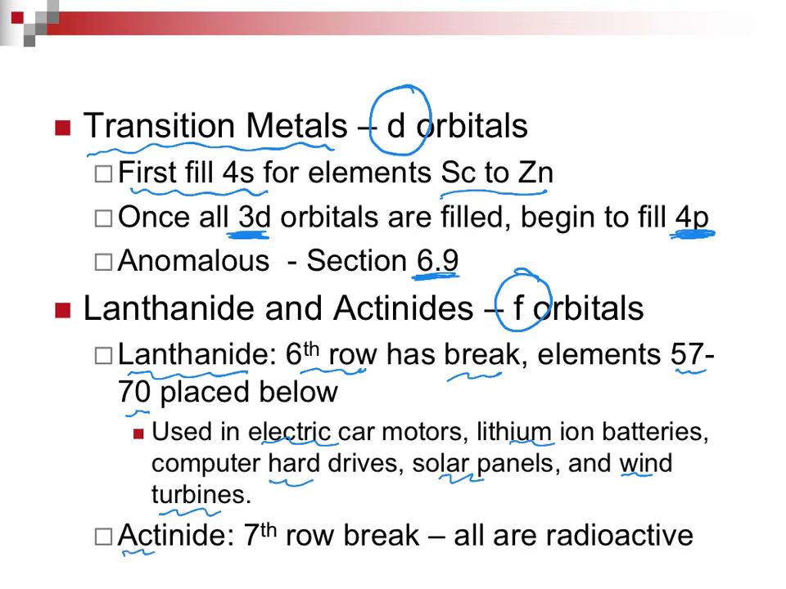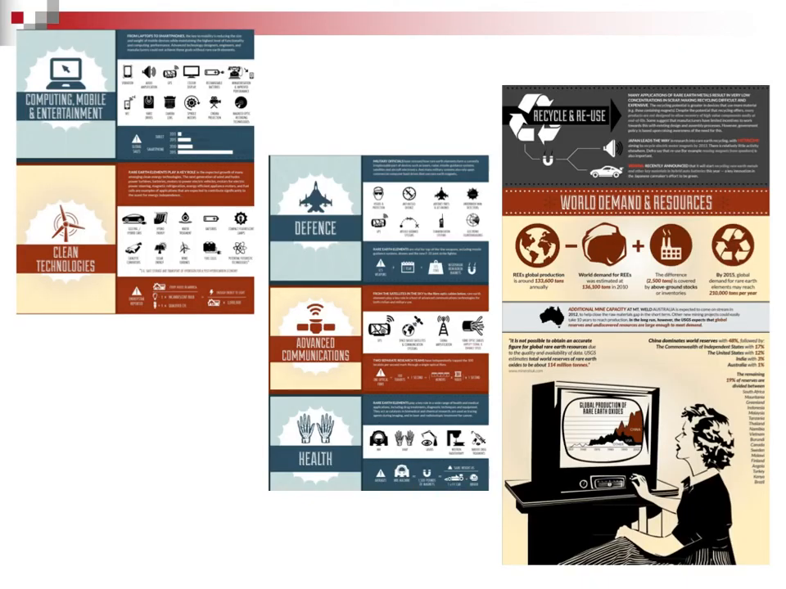The other ones that have f orbitals are the actinides, and they are the 7th row break, and all of them are radioactive. That's where you find things like uranium. So to wrap this up, no, this is not Gen Chem, but this is all the lanthanide elements. And again, Gen Chem, nobody majors in it. Many of you are going to go into many different areas. And if you're going into business, money is very important. But they are used in computing, in clean energy technologies, in defense, in communications, in health. And there is a world demand for these resources.